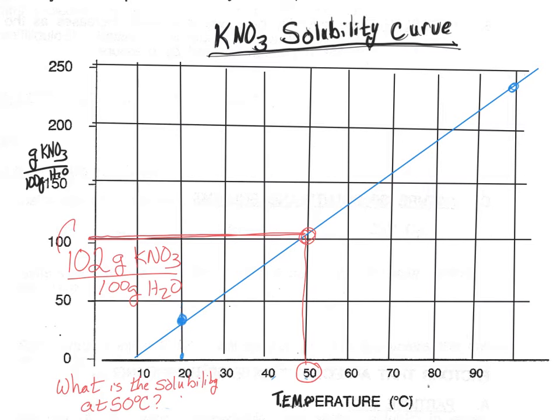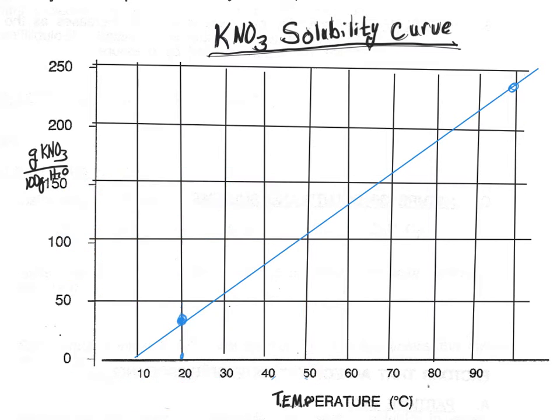So how accurate do we have to be here? Well, I picked 102, but you may have ranged anywhere between 98 and 105 grams of KNO3 per 100 grams of water, and you would be just fine. And this range is allowable because we've hand-drawn the solubility curve, and we're hand measuring the temperature and solubility of the compound that we're measuring.